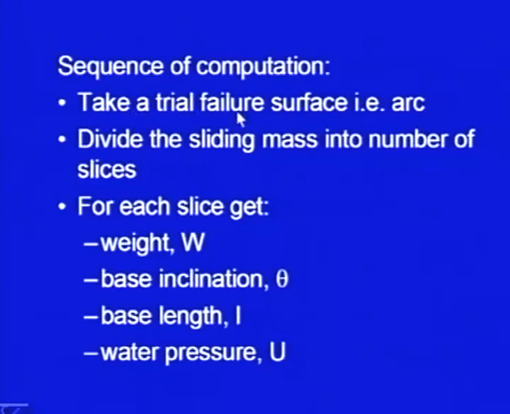We take a trial failure surface, as usual for all the methods of slices. This is what we have been doing. We take a trial failure surface, a circular arc. Then we divide the sliding mass into a number of slices. For each slice we get the weight and the inclination of the base. For the sake of simplicity, instead of the arc, you can take the chord, a straight line, and find its base inclination. Then we get the base length L and the water pressure U.